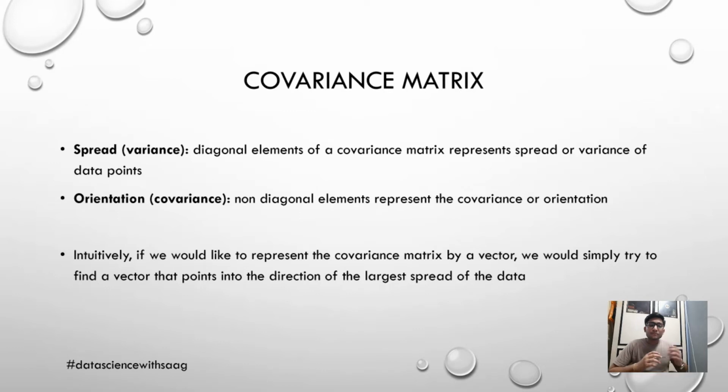Okay. A covariance matrix can also comprise two terminologies, spread and orientation. Spread represents the variance, that is the left or the major diagonal, whereas orientation is represented as covariance.